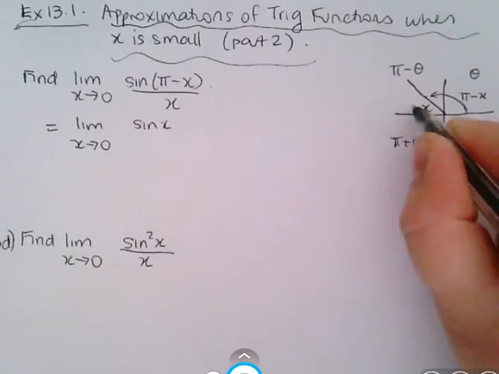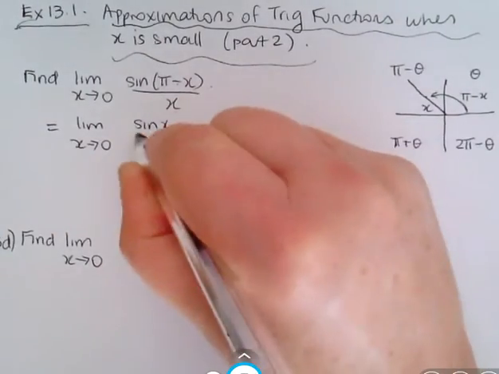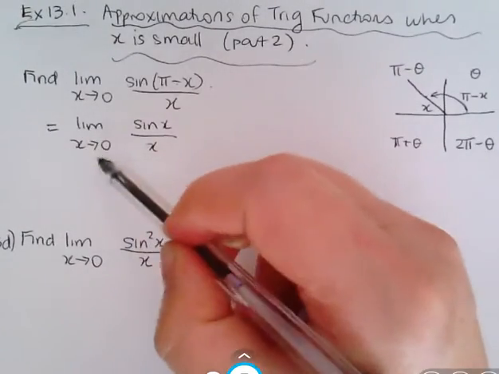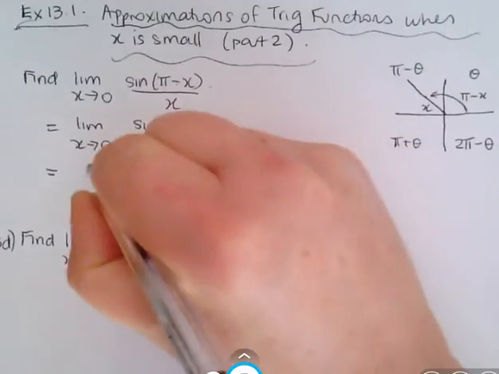Remember, we write it as the acute angle, and with all stations to central we know that sine is positive in quadrant 2. Okay, so it's the same as asking the limit as x approaches 0 of sine x on x, which is 1.